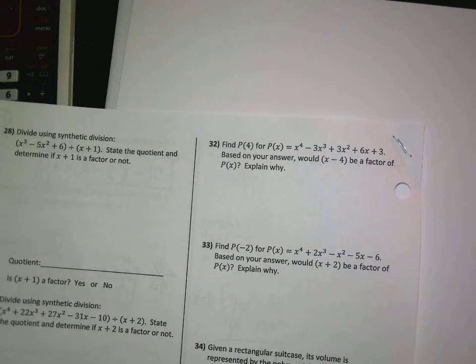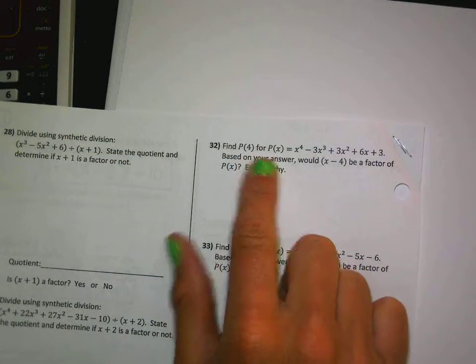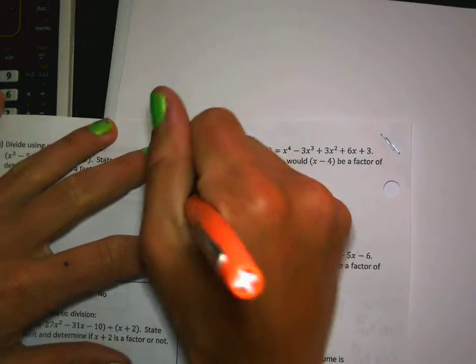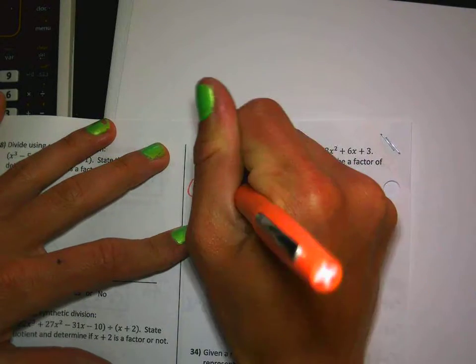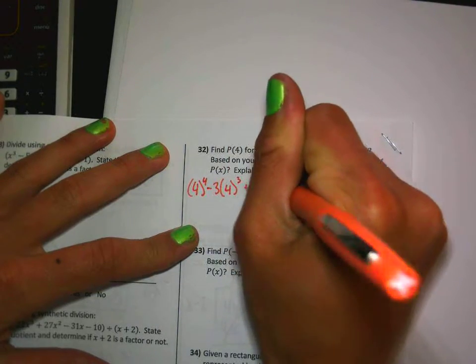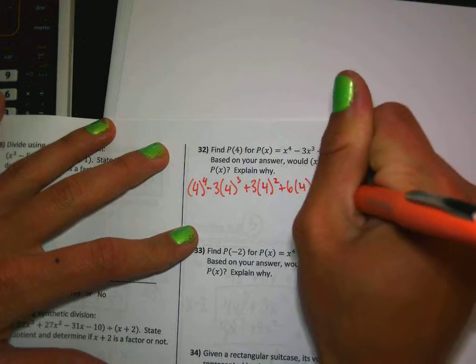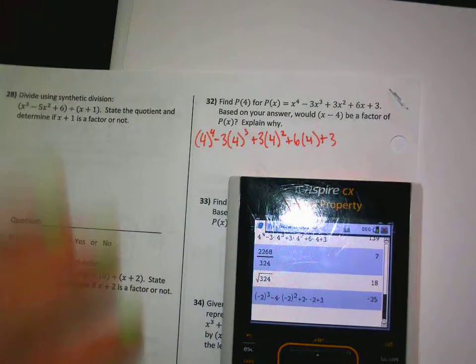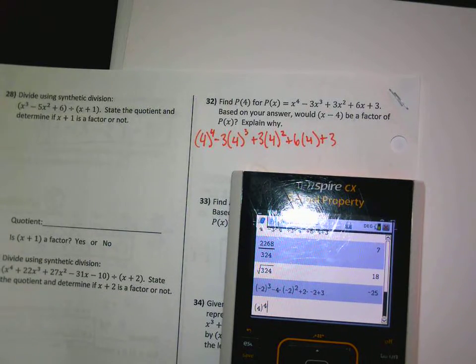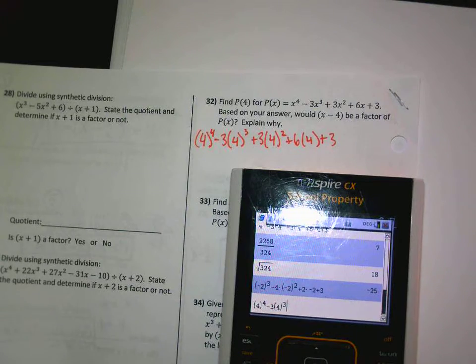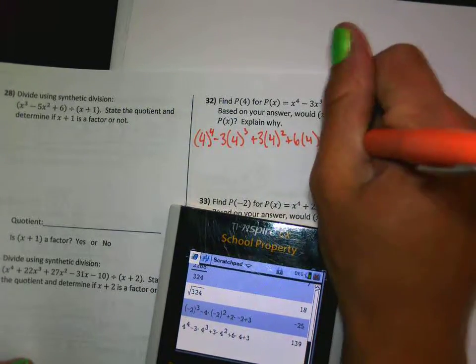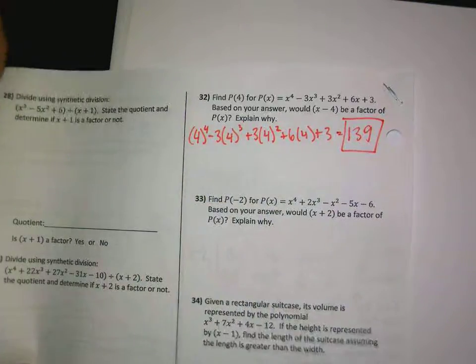All right. We have 2 problems left, and then I'm done. It says find P of 4. If P is this, and it says based on your answer, would x minus 4 be a factor? So yes, we're going to plug 4 in for the x. So 4 to the 4th minus 3, 4 cubed plus 3, 4 squared plus 6 times 4 plus 3. All right, so type it in. Type it all in. And I get 139. So P of 4 is 139.